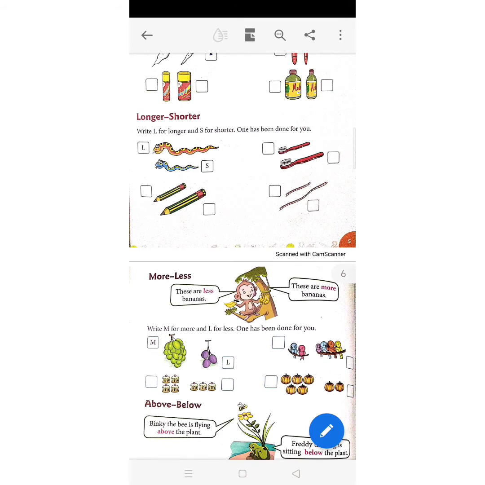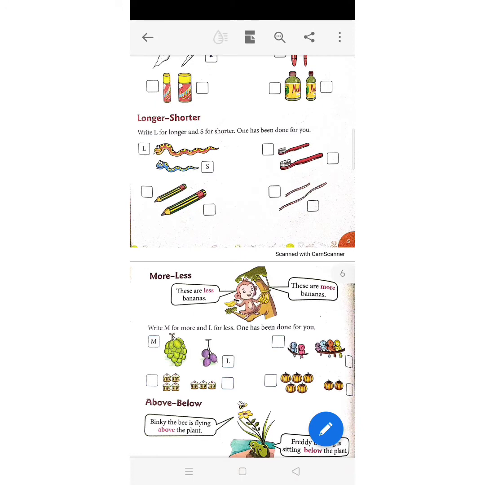Longer and shorter. When we have two objects of unequal length, then one object is longer and the other one is shorter. Here, the yellow snake is longer than the blue snake. There are two brushes. One brush is longer than the other brush. Two pencils. One pencil is longer compared to the other pencil. Two ropes are there. One rope is longer than the other one.